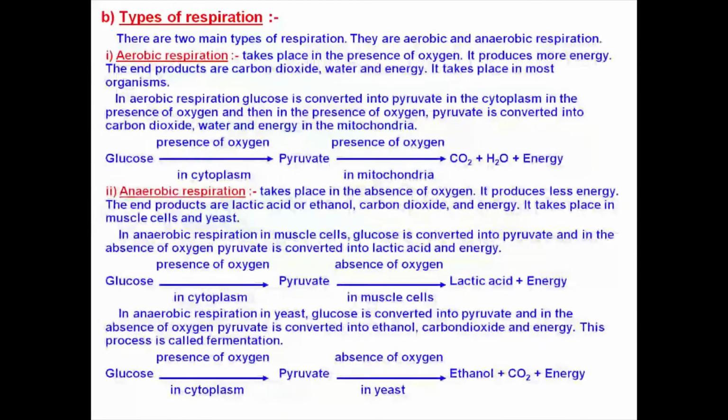In aerobic respiration, glucose is converted into pyruvate in the cytoplasm in the presence of oxygen, and then in the presence of oxygen, pyruvate is converted into carbon dioxide, water, and energy in the mitochondria. When glucose is converted into pyruvate in the presence of oxygen, this process is known as glycolysis, and some amount of energy is also released here.